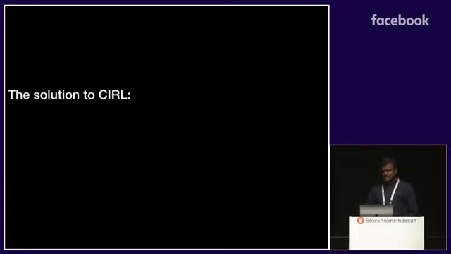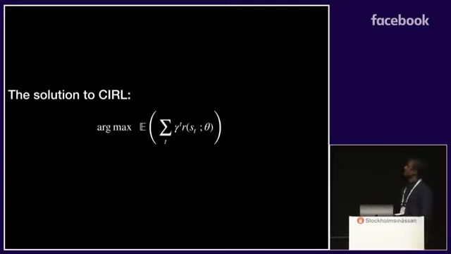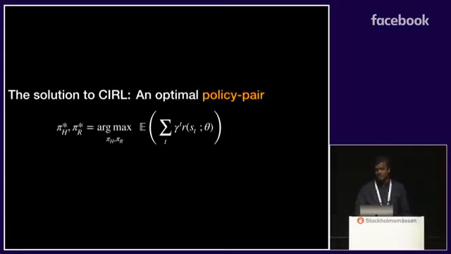Now, in the solution to Cyril, what we really want is the optimal robot policy. What's the best way for the robot to perform in this setting? So what we would do is go about maximizing the expected sum of discounted rewards. But the challenge here is that the robot's policy necessarily depends on how the human behaves, due to the interactivity of the problem. So what we're really going to do is maximize over both the human and the robot policy to arrive at an optimal policy pair. In other words, we're going to find the robot policy that best works with the optimal human policy.